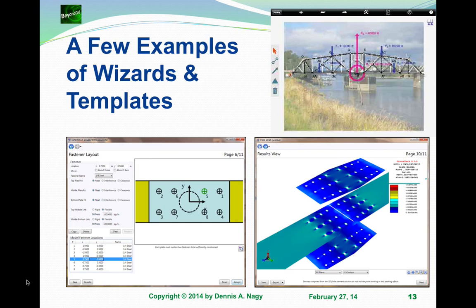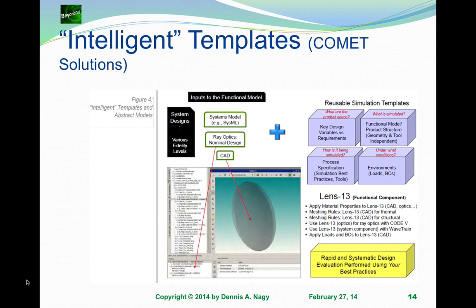Intelligent templates are ones that have enough sophistication in them that they can then be adopted by the end users to do various types of simulation. This happened to be one for doing optics-related simulation of lenses. This was done in connection, I believe, with a company in Southern California. Common Solutions is the company that actually develops the software to do these types of templates.